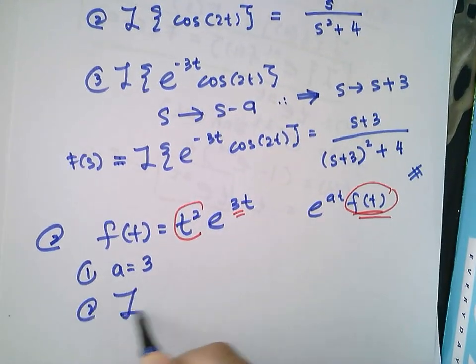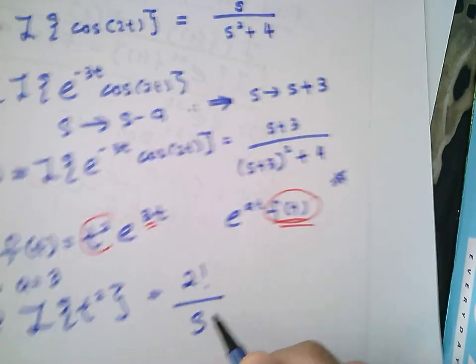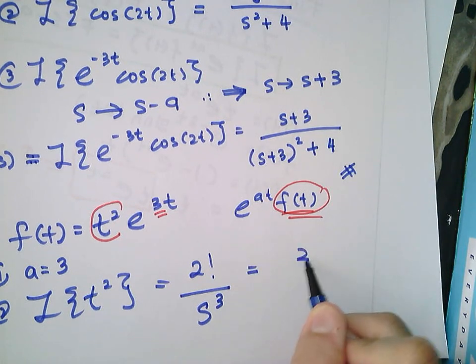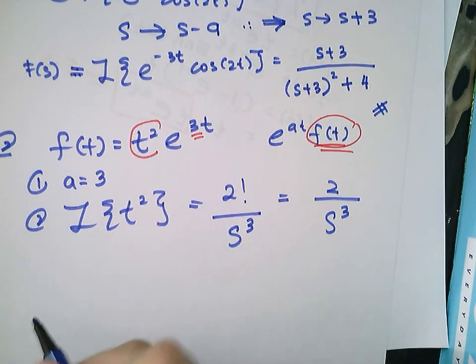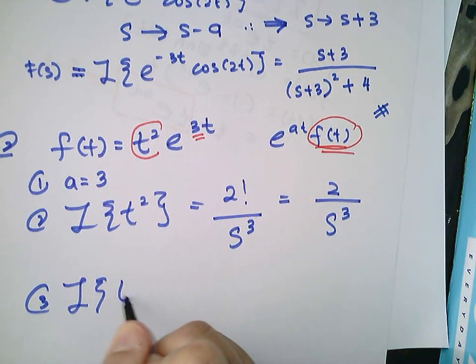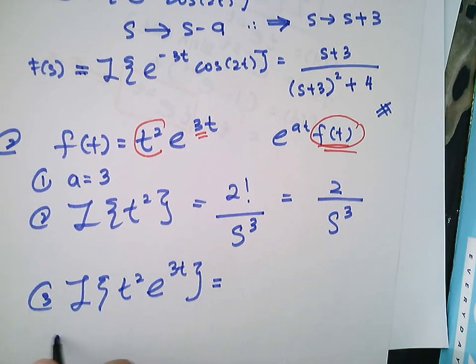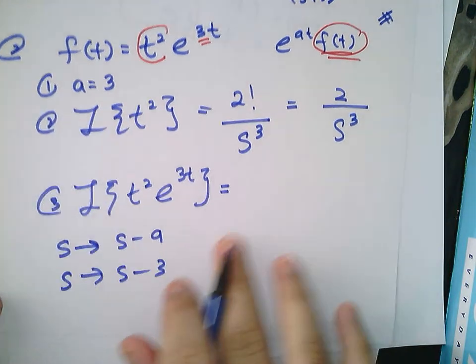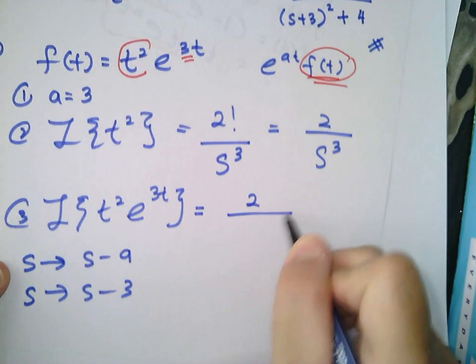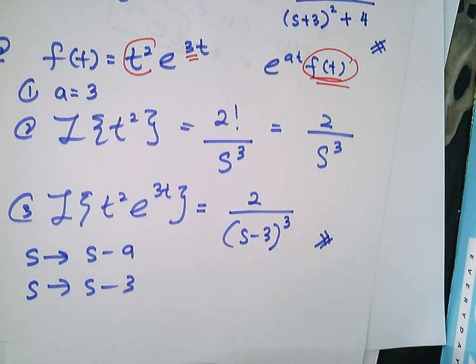So get the Laplace of t squared, which is equal to 2 factorial over s cubed. So this one is equal to 2 over s cubed. But this is the Laplace of t squared. What you need is the Laplace of t squared exponent 3t. So you have to replace s with s minus a. So you replace s by s minus 3. Therefore, you will have 2 over s minus 3, the whole thing cubed. Okay, simple as that.